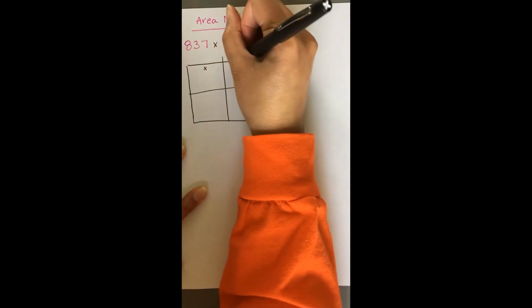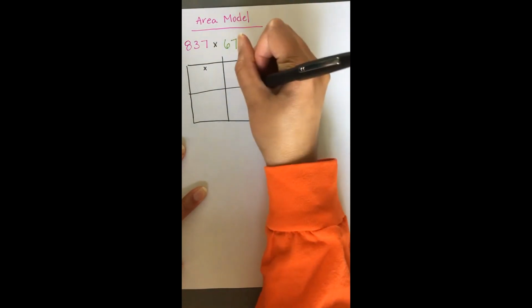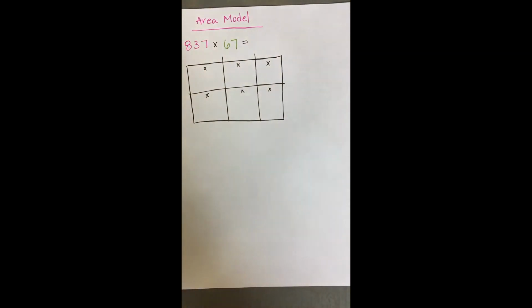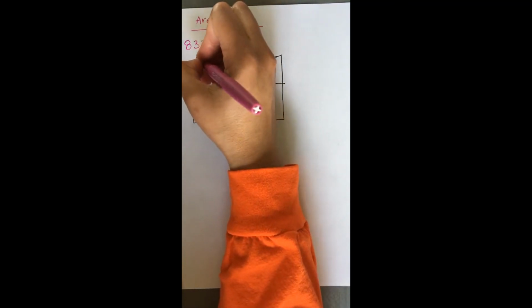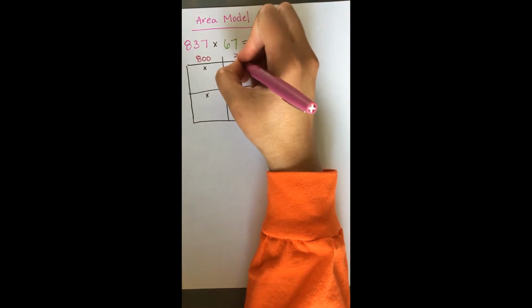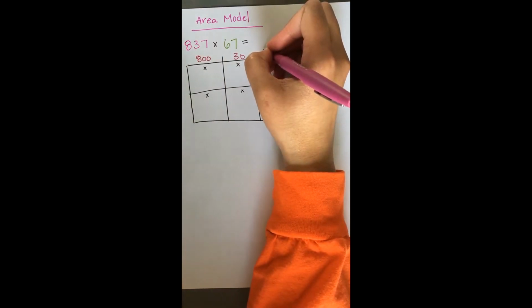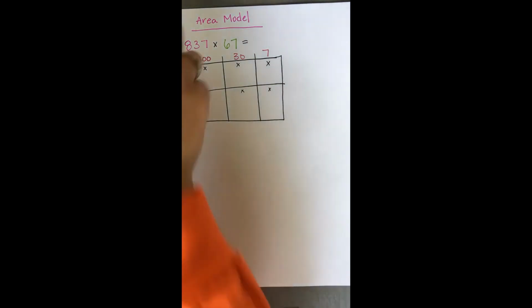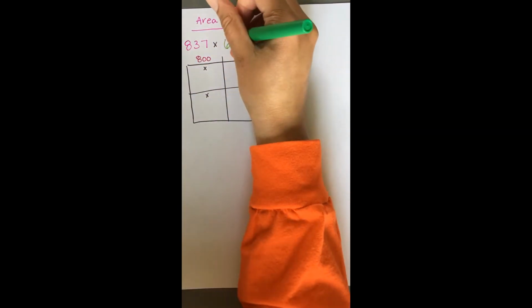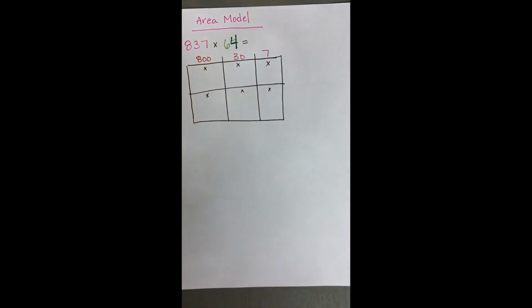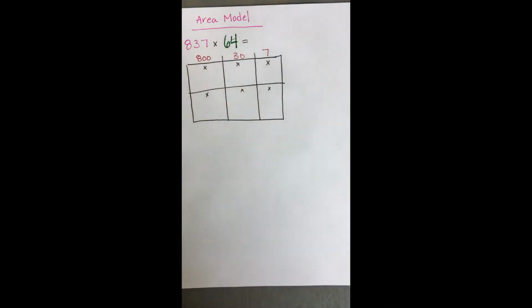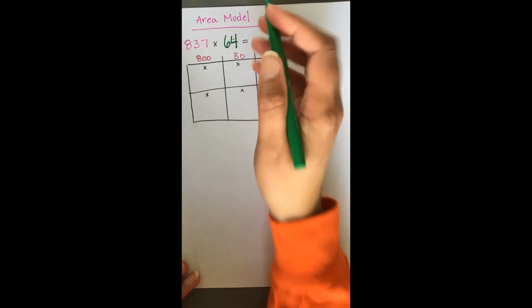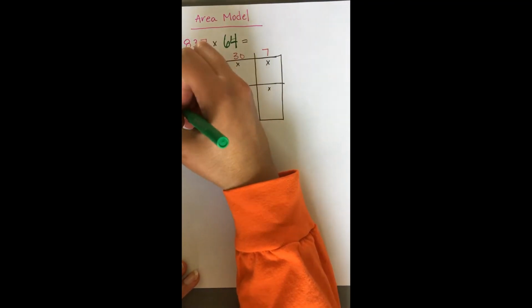And then I'm just going to write these in here so I don't have to do it later for our tiny problems. When we do the area model, we split the numbers into expanded form. Expanded form is when we take each place value out. So we have 800 plus 30 plus 7. And this is going to be 64. So we have 64 here. And then we're going to split up our multiplier. We're going to go 60 plus 4.